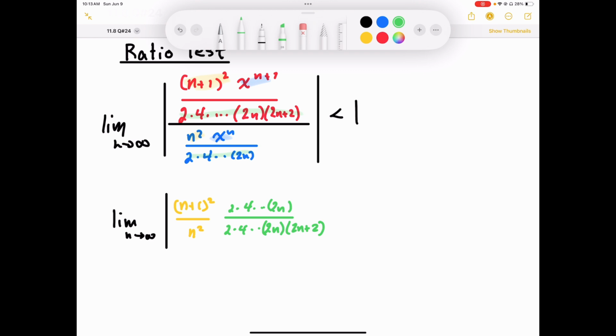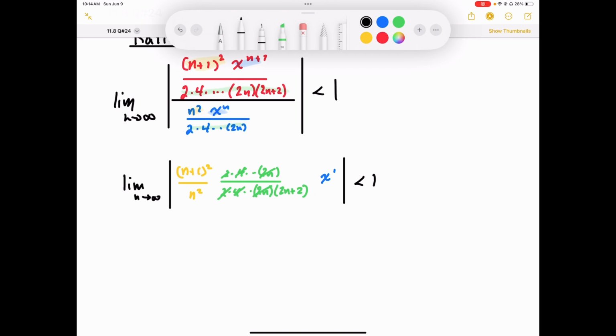So we can see that everything's going to cancel out here. We're going to have the 2's, 4's cancel, the 2n's are going to cancel. We're going to be left with that 2n plus 2. And with the x powers, we're going to have x to the power n plus 1 divided by x to the power n. So that's just going to give us x to the power 1. And this is going to be less than 1.